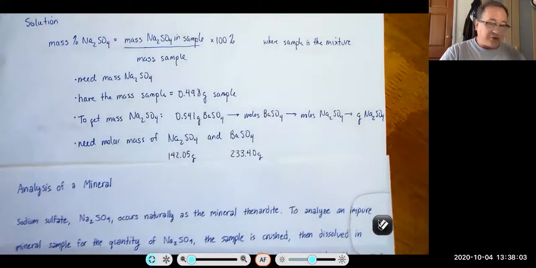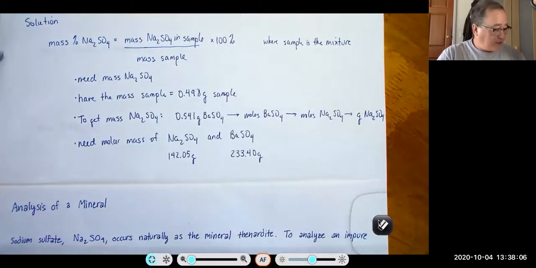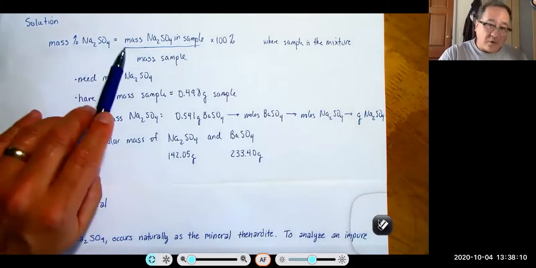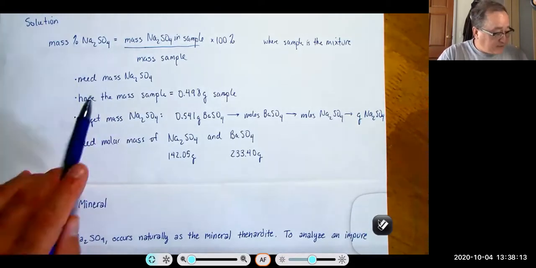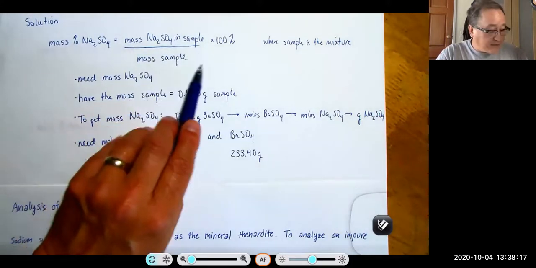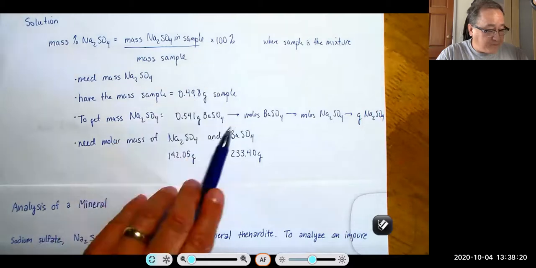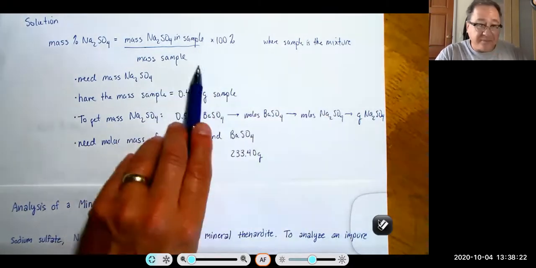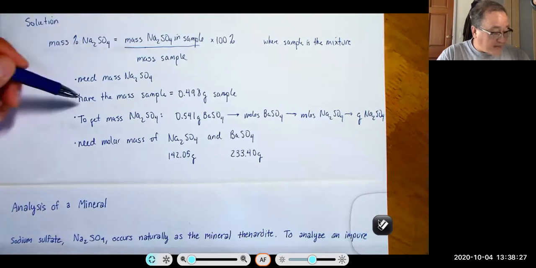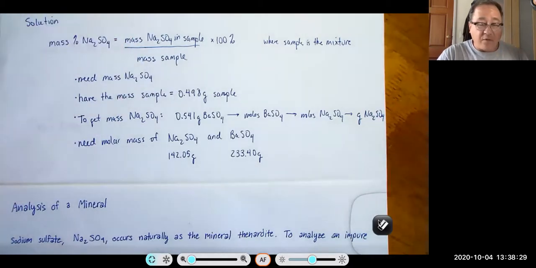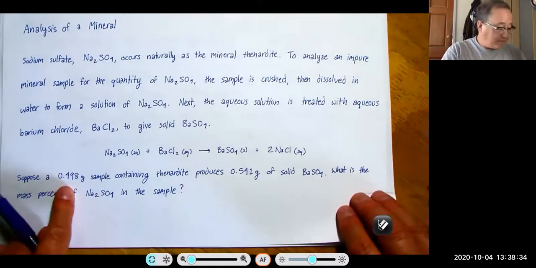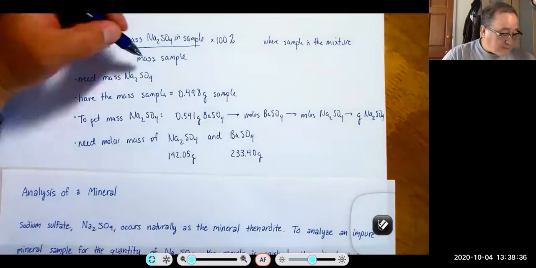So here's the solution written out at first. We need the mass percent sodium sulfate, which is the part over the whole times 100%. In this specific case, it's going to be the mass of sodium sulfate in the sample over the mass of the sample times 100%, where the sample is the mixture. So we need the mass of sodium sulfate in the sample. We have the mass of the sample. It's 0.948 grams. It's given right here, the mass of the sample. And so we already have this bottom part right here.